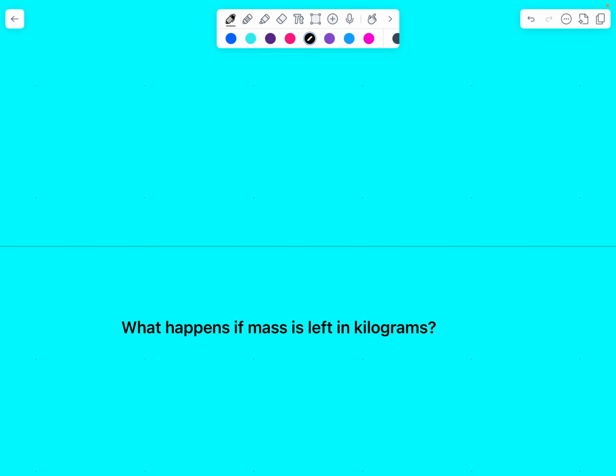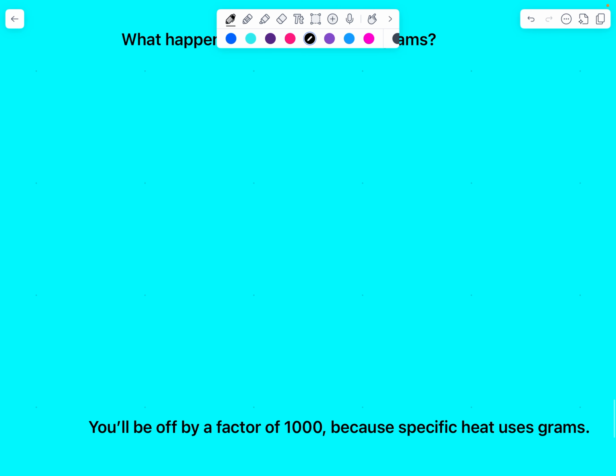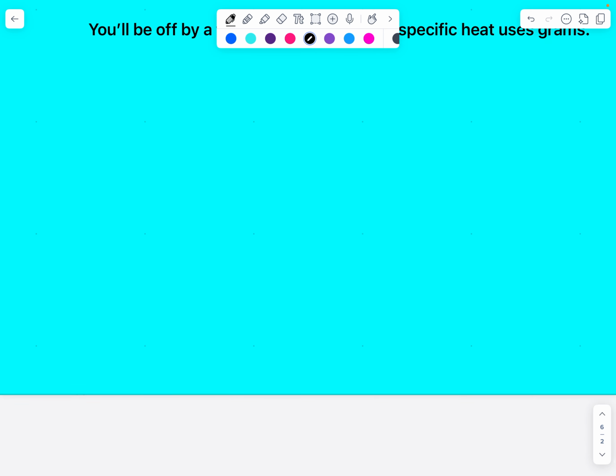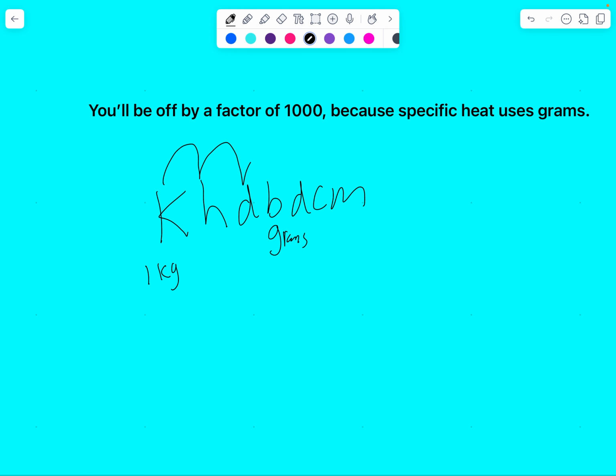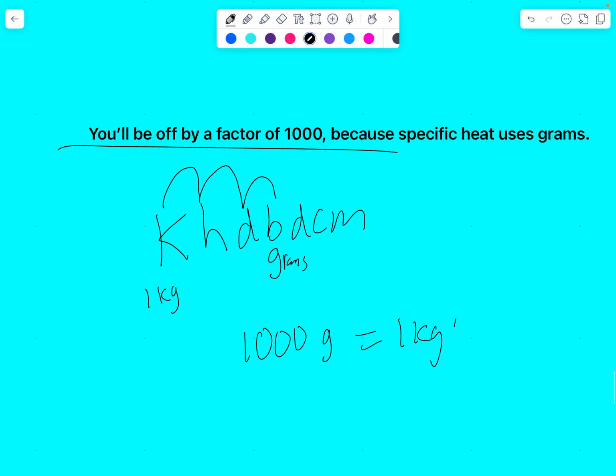What happens if mass is left in kilograms instead of grams? Well, that's terrible, right? Because you'll be off by a factor of 1,000, because specific heat uses grams. And you guys already know how much I love this. King Henry died by drinking chocolate milk. If I have 1 kilogram, and remember, base stands for grams. Check this out. 1, 2, 3. I'm just going to add 3 zeros. So I know 1,000 grams equals 1 kilogram. So you'll be off by a factor of 1,000.